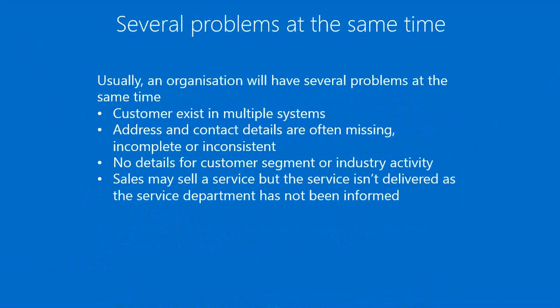And the reality quite often is that several of these problems exist at the same time. So the customer exists in multiple systems, the address and the contact details are missing or they're incorrect. There's no details for the customer segment. And sales may sell a service, but the service isn't delivered, as the service department has not been informed. So that's a breakdown in communication between teams and departments within an organization. And again, just to mention several of these problems, it's very, very common to see that in an organization.